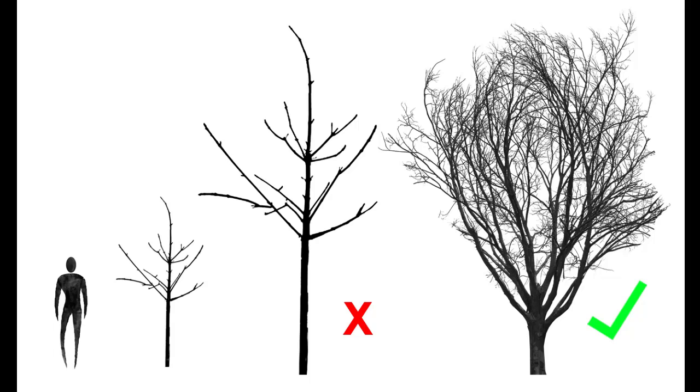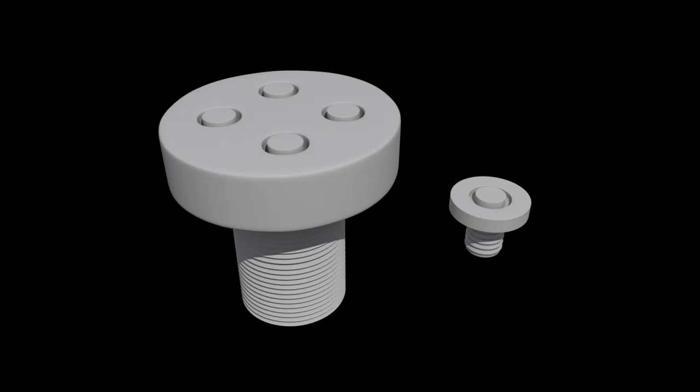And here's a couple final examples, this one being a tree. If we want a bigger tree, it's not just about scaling up the tree, it's about adding more branches. So in general, to make something look big, remember to keep the world size of details reasonably constant, even if the object gets larger and larger.